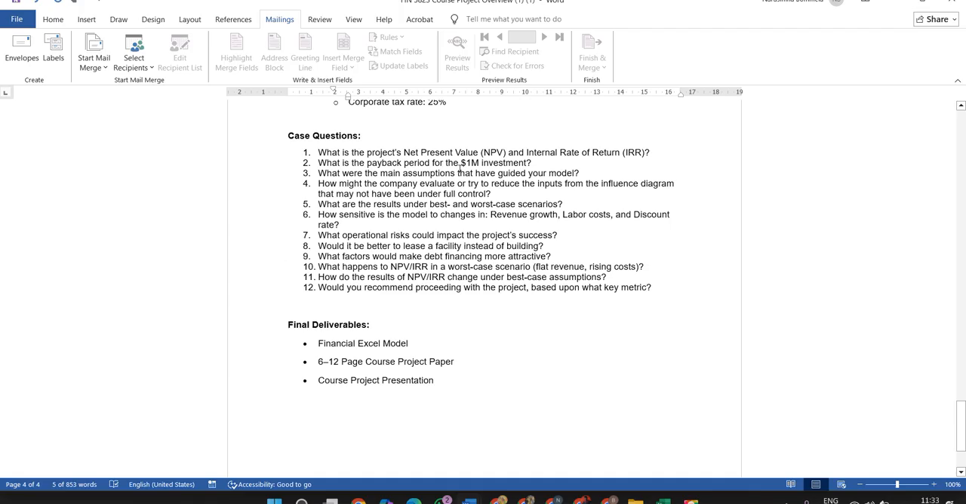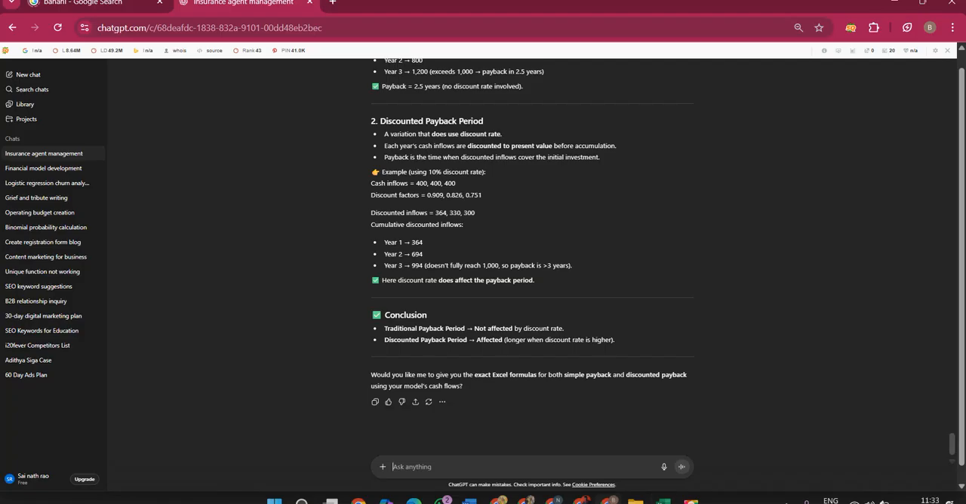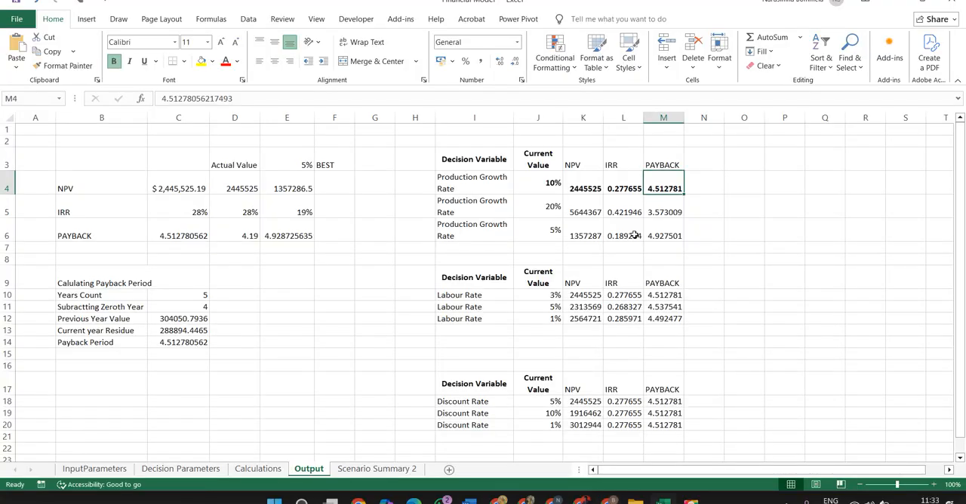What is the payback period for the 1 million investment? Here a 1 million investment is given and you have a payback period of 4.5 years. It means 4 years, 6 months. So you can convert this 0.512 into months and days. You need not calculate anything yourself. Come to ChatGPT.